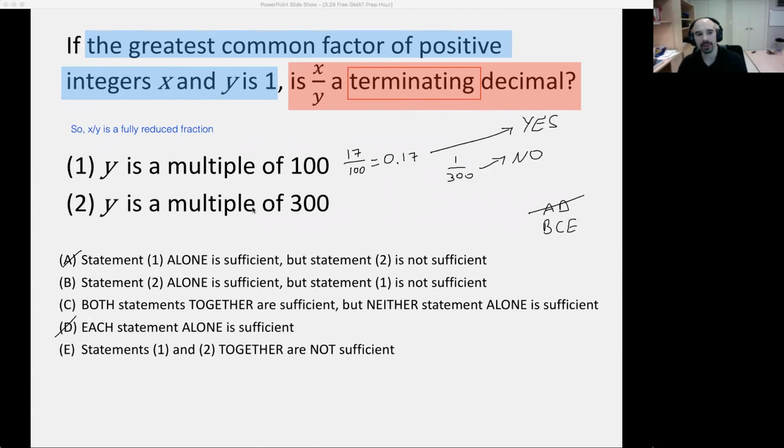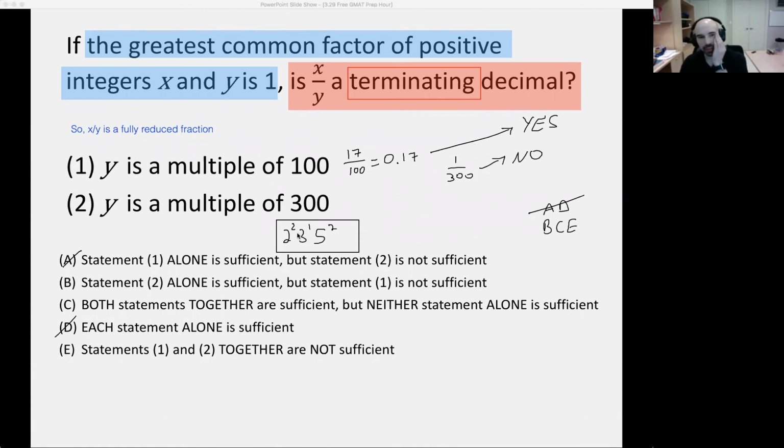What about statement 2? Let's draw the prime box of 300 again. So the primes of 300 are 2 squared, 3 to the 1, 5 squared. And this blue highlighted info lets us know that X doesn't have any of these. And what that means is no matter what, you're still going to end up with this factor of 3 in the denominator.